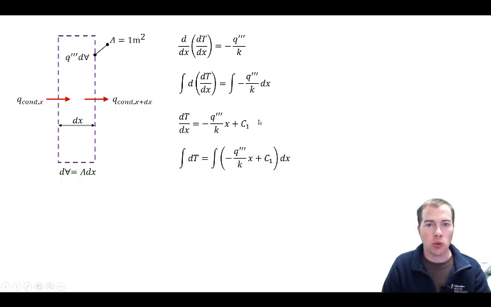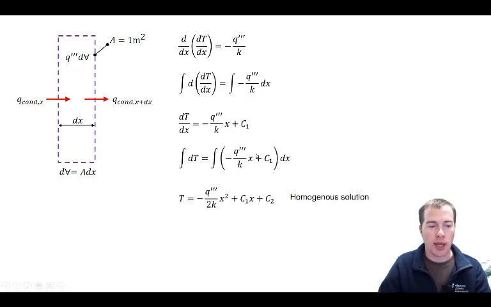We can separate variables one more time and integrate again. Here I've moved dx to the right-hand side of the equation and integrated, and also integrated the left. Integrating the right-hand side, we have an integral of x dx, because again, the q triple prime divided by k is a constant and can be pulled out of the integral. The integral of x dx is x squared divided by 2. We also are integrating the constant c1. We are left over with c1 times x, and we have a second constant of integration from our second integration step. This is the homogeneous solution for the temperature within the volume.